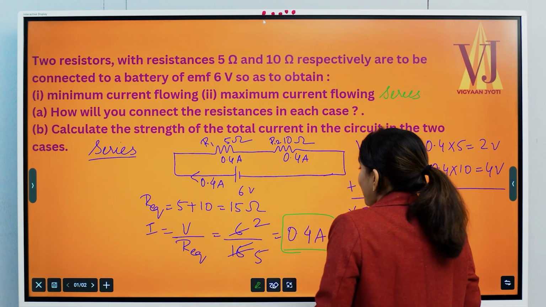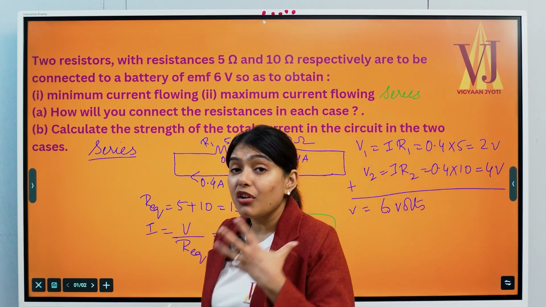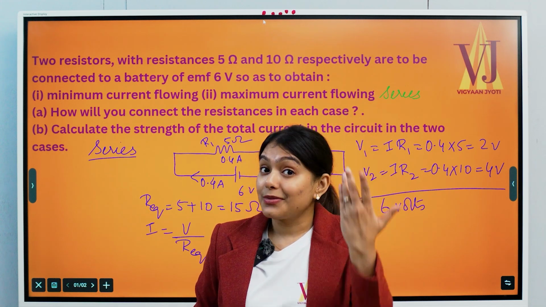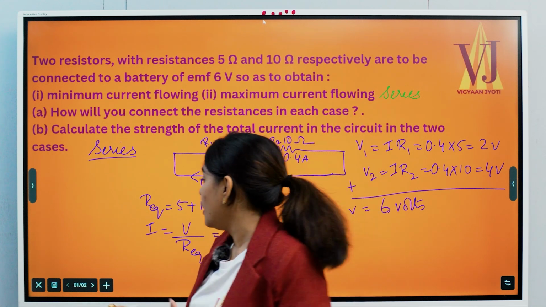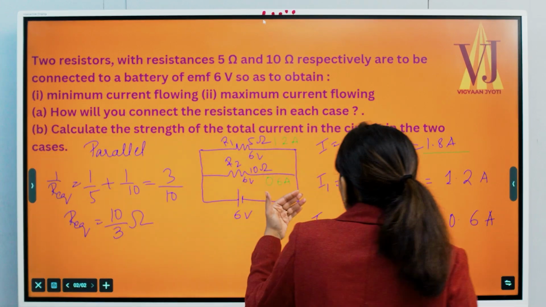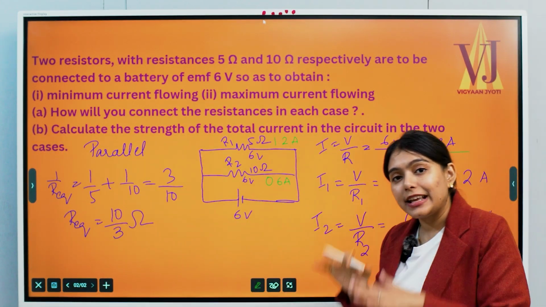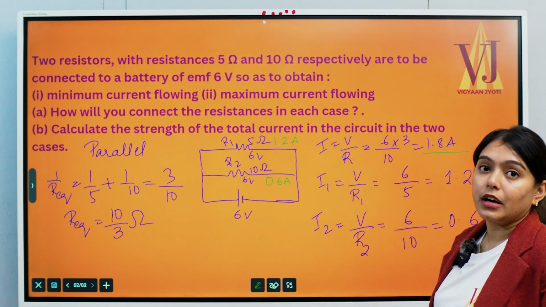Clear? So why? Because in series we are getting minimum current, because the overall resistance of the circuit is increasing and the current overall will decrease. Okay, and in parallel what happens? In parallel, where is the current? Yes, 1.8, because overall resistance is getting decreased, so that means my current will increase.